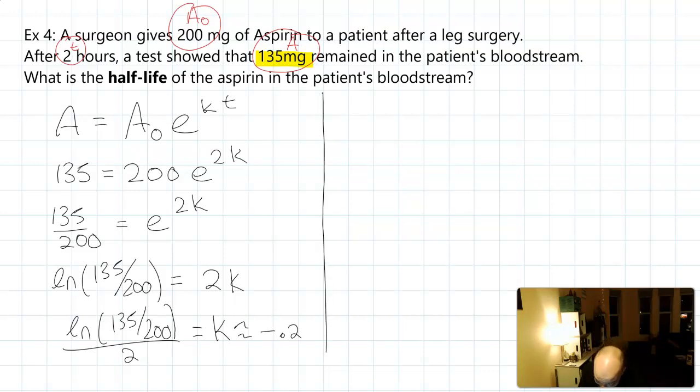All right. Now, I want to know what is the half-life. So that feels like there's not enough information because it seems like I need to be solving for t.